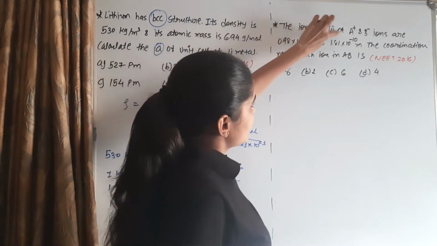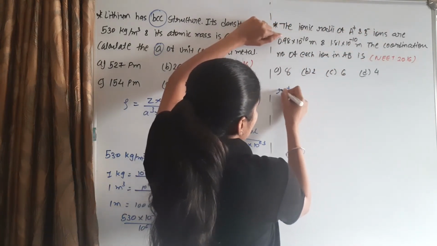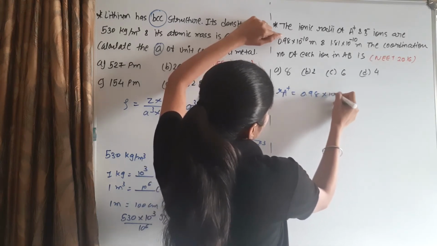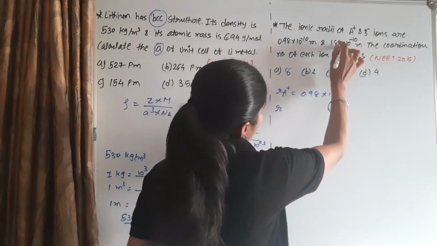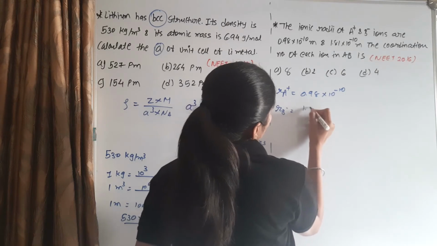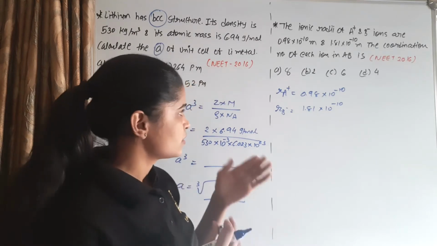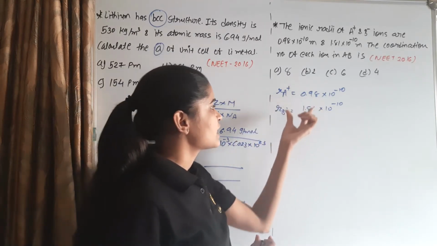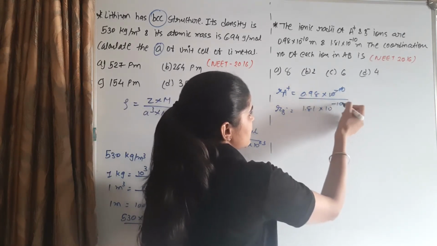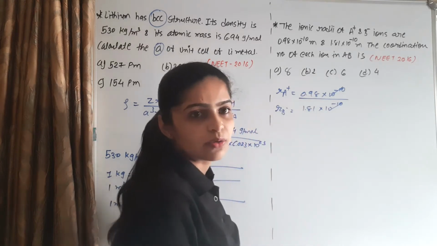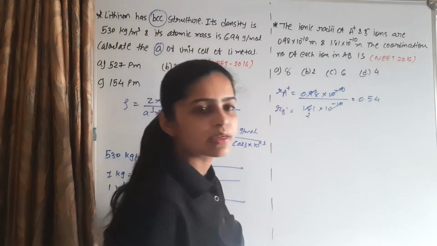Next, the ionic radii of A plus and B minus ions are. For the A plus, ionic radius is equal to 0.98 into 10 raised to minus 10. And for B minus, the ionic radius of the anion is equal to 1.81 into 10 raised to minus 10. We know that the radius ratio is equal to the radius of the cation upon radius of the anion. So 10 raised to minus 10 cancel out, and this is 1/2. So this gives the 0.54 answer, radius ratio.